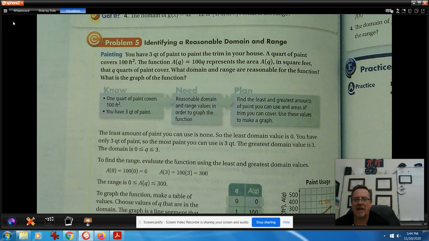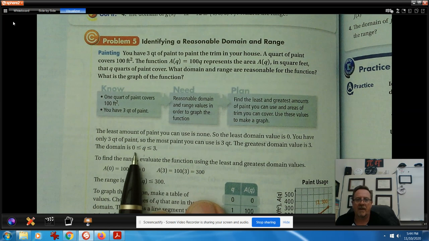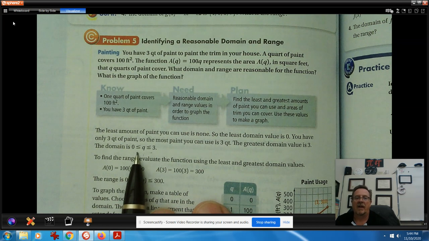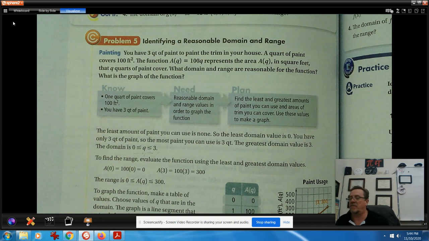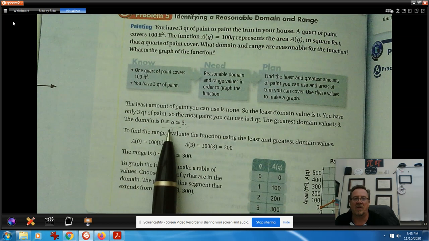So what makes sense here is to say that the number of quarts I plug into my function are going to be between 0, where I don't even use 1, and 3, because that's the most I have, okay? So if I don't paint, I don't use any quarts at all. But if I do paint, I at least have to open up a can or 2 or 3, but I can't open up more than 3 because that's all I have. All right, unless I go back to the store, which changes the problem. But I have 3 quarts, so my domain is going to be between 0 and 3.